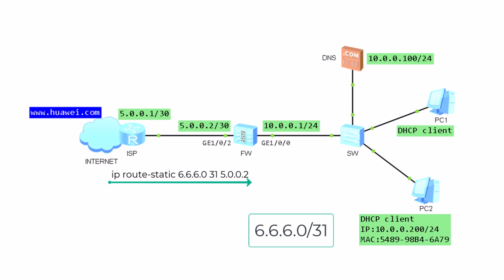Our service provider has already configured a static route to our NAT address pool 6.6.6.0/31. I'll keep the public point-to-point connection between the firewall and ISP router, although public IP addresses are not needed in this case. We could use private IP addresses instead.